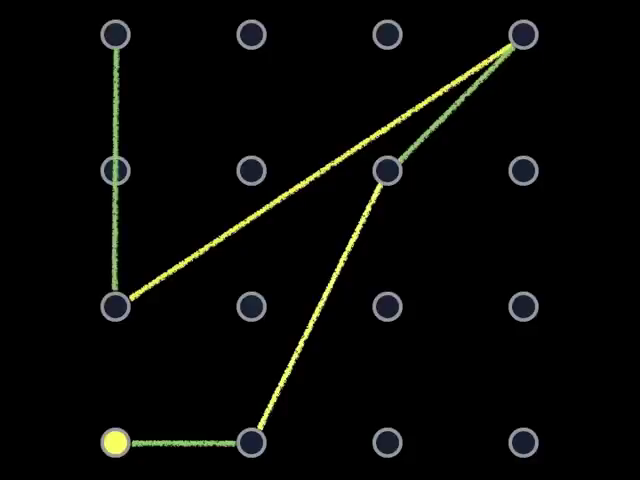So I think yellow can still make a move here, but green is stuck. There's no move for green now. So green has lost this game, yellow has won. There's a 5x5 grid, just in case you want to carry this game to larger dimensions.